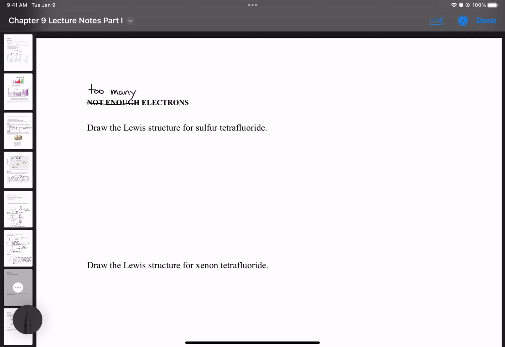All right, so let's draw the structure for sulfur tetrafluoride. So sulfur tetrafluoride, four fluorine atoms. So remember, sulfur has 6 valence electrons. So here we only care about the valence electrons. And then fluorine is going to be 7 times 4 again. So this will give us 28 electrons. And what we end up with is 34 total electrons.